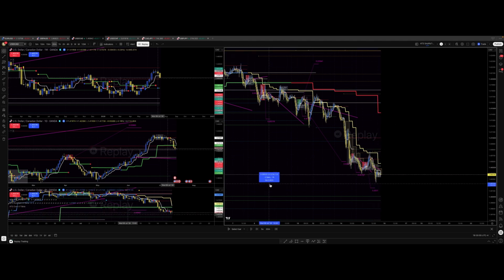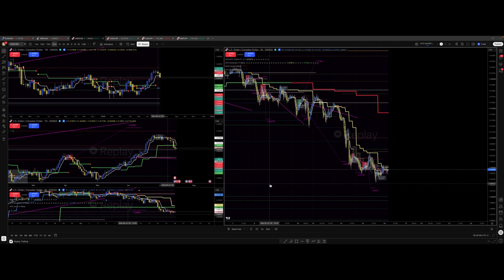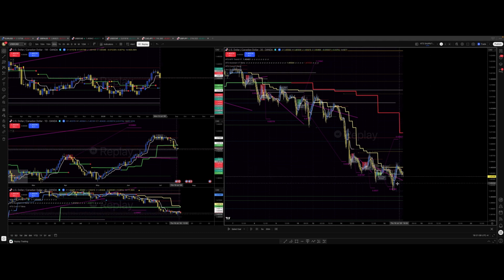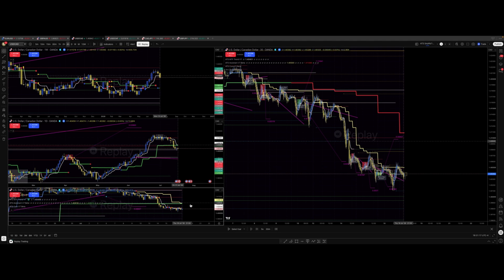And sure enough, why does it do that for me? It did go to that line. Is it going to reject off of that? I mean, it did. 1, 2, this is kind of our expansion, but it wants to stay below it, so it might continue down a little bit.